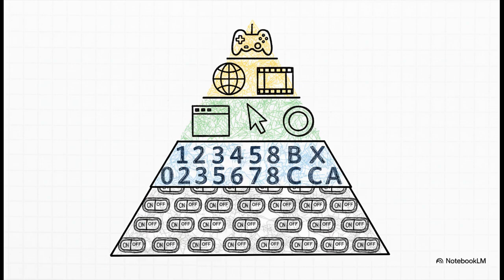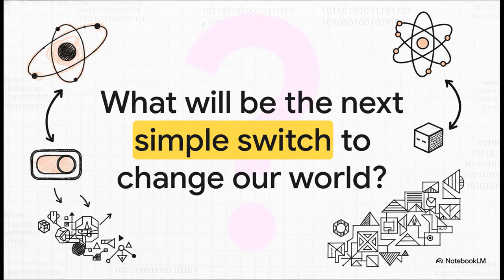From the simplest possible thing you can imagine, a switch that's either on or off, we've managed to build the entire, infinitely complex digital world that we live in today. It's all just layers upon layers, built on that incredibly simple foundation. You know, this whole digital revolution happened because we figured out how to use an electron to flip a tiny switch. It really makes you wonder, what's next?